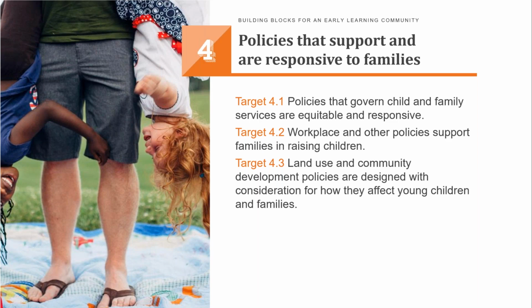And then 4.3 is about land use and community development policies being designed with consideration for how they affect young children and families. So again, trying to think more broadly than just the direct impact, we're considering zoning questions and how does this affect families with young children? How does this affect childcare homes? Often the question about how a decision is going to affect children and families is not at the table for some of these other community decisions, but it can be.